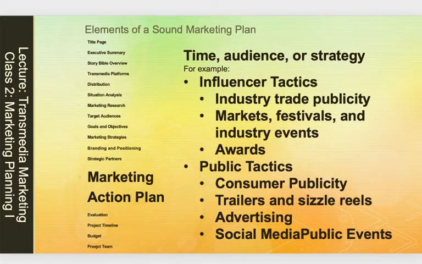So if you, for example, were going to order it by influencer tactics, then maybe you would look at industry trade publicity, and that means being written about in the Hollywood Reporter or Variety, or magazines like that, trade publications. Also markets, festivals, and industry events. And this, of course, would be something like the Blair Witch Project. And awards. So if you were to win an award for the series that you've written for the project for this semester, that award is a tactic that you could put into your marketing plan. There are also public tactics, so consumer publicity, trailers and sizzle reels, advertising, and then social media and public events.